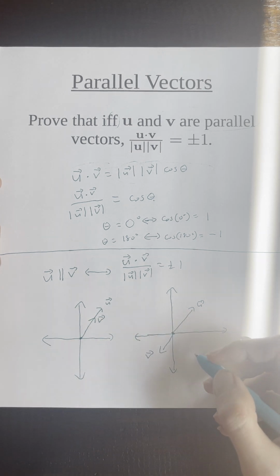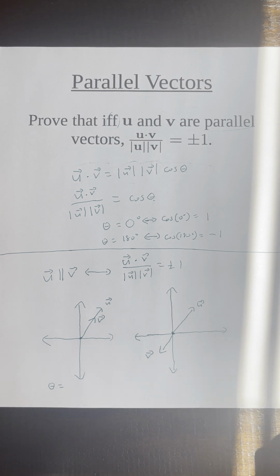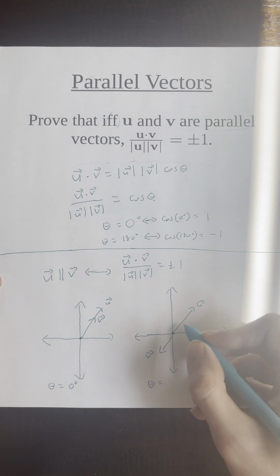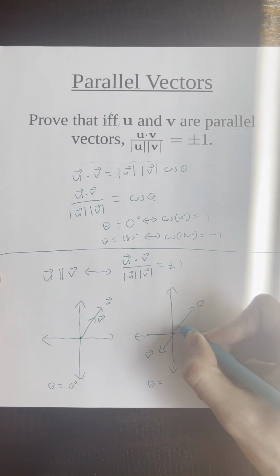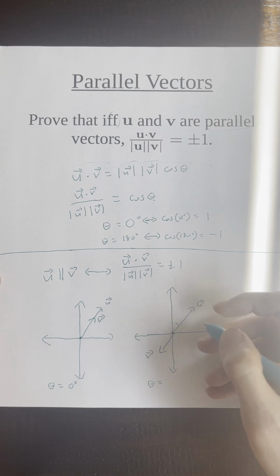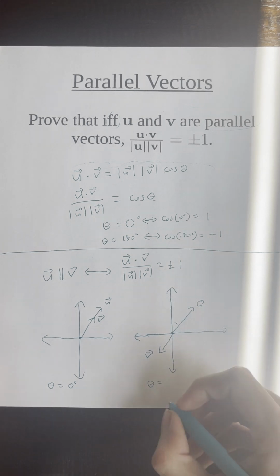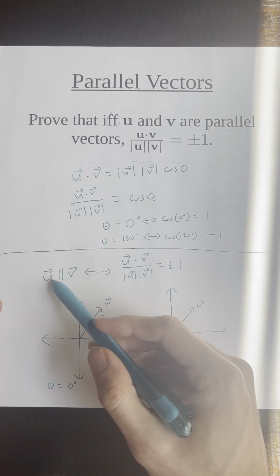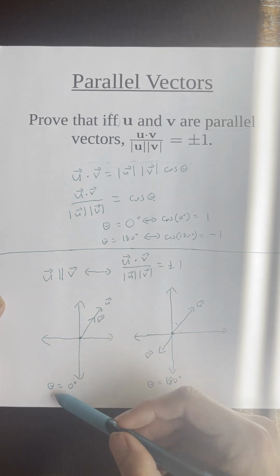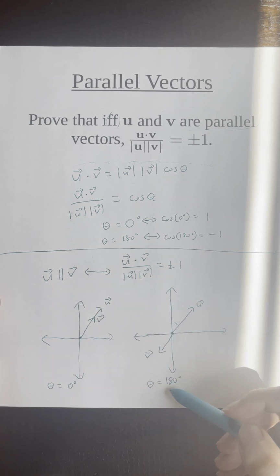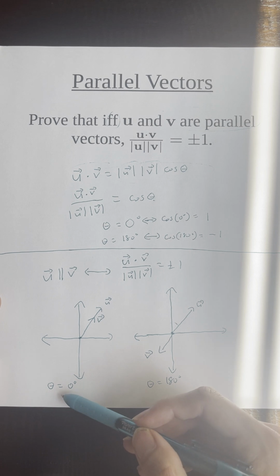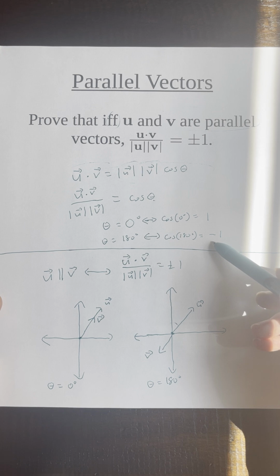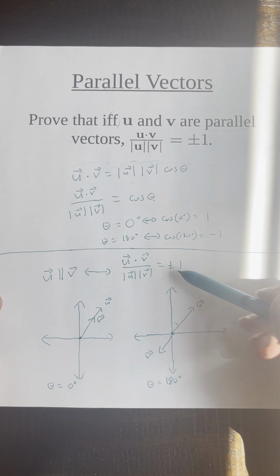If they're in the same direction, what's theta going to be? Zero degrees. If they're pointing in opposite directions, how many degrees do I need to rotate u counterclockwise by? 180 degrees. Okay, so if u is parallel to v, then theta is either 0 degrees or 180 degrees. So that means cosine theta is equal to what? It's either 1 or -1. In other words, it's equal to plus or minus 1.